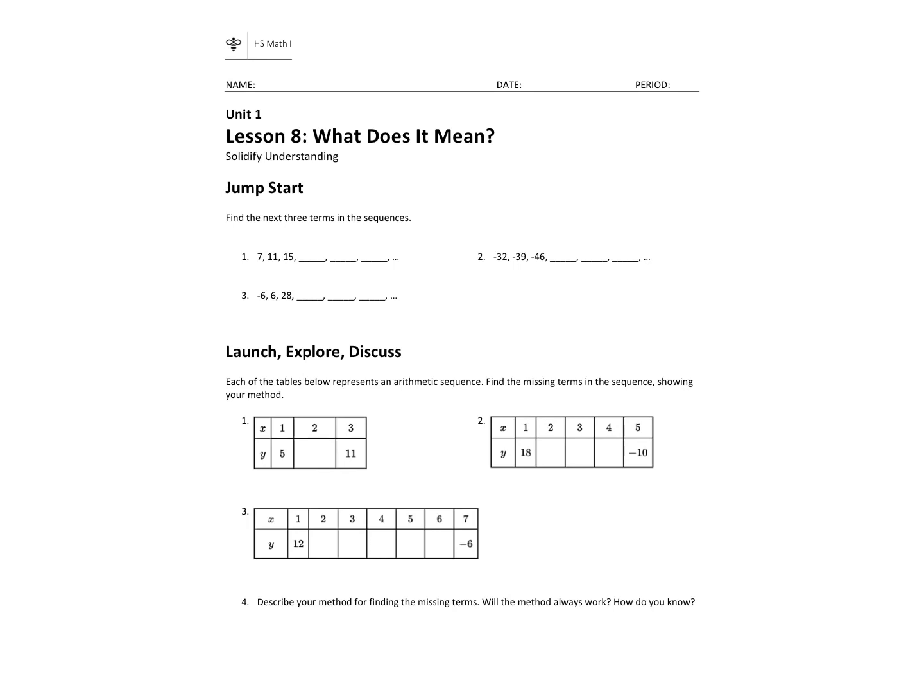This is the video notes for lesson 8. What does it mean? This lesson starts with a jump start. In the jump start, you need to find the next 3 terms in the sequence. So we're going to start off there.